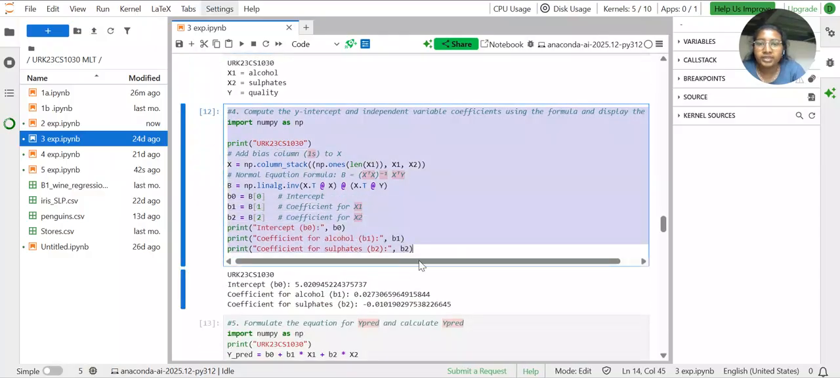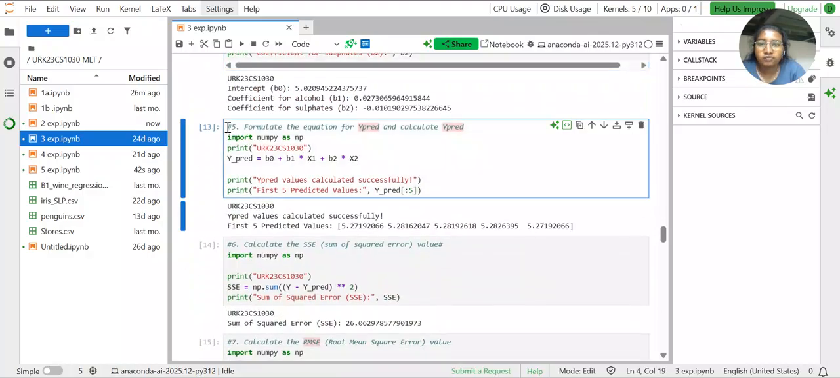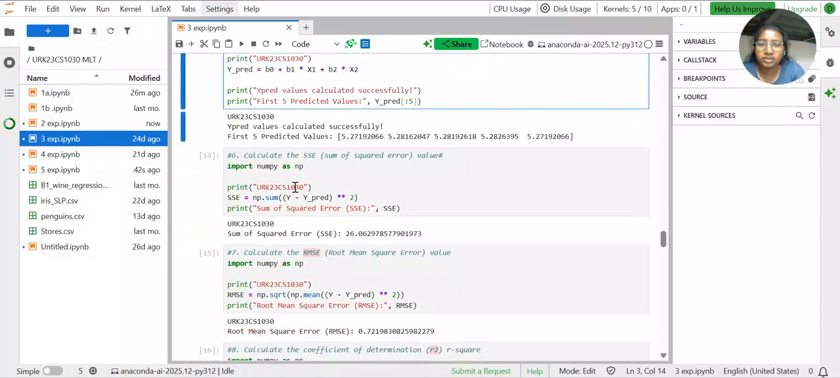Fourth, I have computed the intercept and coefficients. I compute them using the multiple linear regression formula. Fifth, I have formulated the equation for y pred. The regression equation is y pred is equal to b0 plus b1 x1 plus b2 x2. Then I calculated and predicted the value, and you will see the output here.